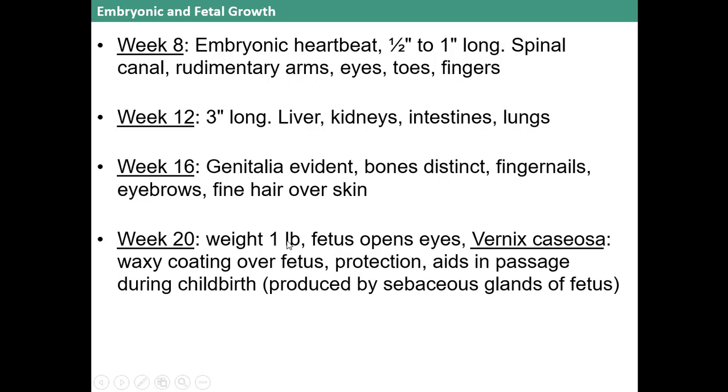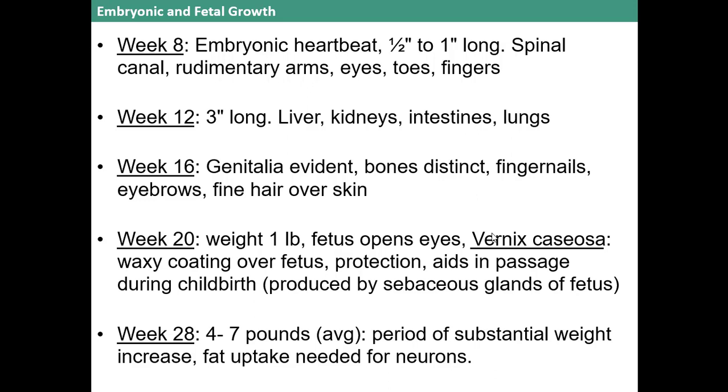The fetus can open their eyes. There is a vernix caseosa, which is a waxy coating over the fetus. And that waxy coating is going to be important for protection, and that's also going to provide a slippery medium to help the fetus pass through the birth canal during childbirth. The vernix caseosa is produced by the sebaceous glands, and it can appear kind of pasty on the skin by about week 28. By this point, the fetus has pretty much developed the majority of their organs, and they're going to continue to grow and develop.